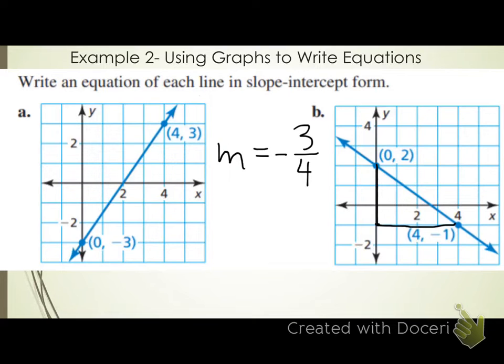It's 2. Thank you. Look at my graph. See where it's crossing my y-axis? It's crossing at (0, 2). My y-intercept is 2.